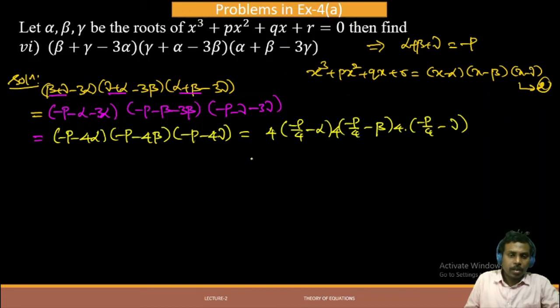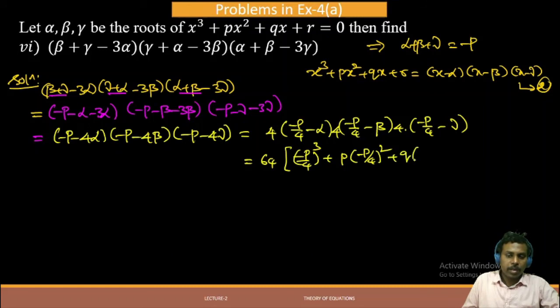Okay, so all these 4s I am going to collect apart. Then this becomes 4 cubed into minus p by 4 whole cube. That means I am substituting in place of x minus p by 4 in the equation 2. So this is minus p by 4 whole cube plus p into minus p by 4 whole square plus q into minus p by 4 plus r.